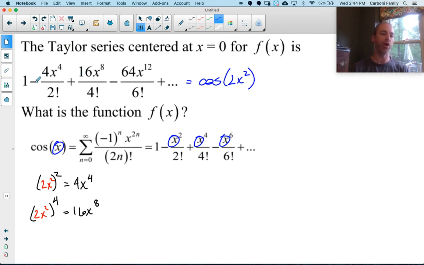And always pay attention when you're unpacking the series. It's easy to overlook the alternating part. Nothing happened to change the alternating. It's positive, negative, as was the original cosine. So we don't have to worry about attacking that. If it does change from alternating to non-alternating or vice versa, usually that just means there is a negative squeezed in here somewhere when you plug it into the function.